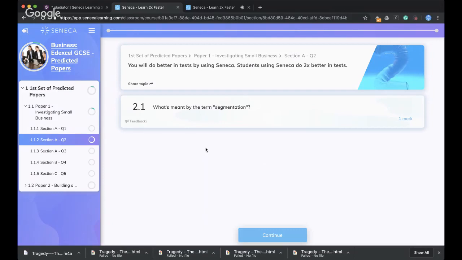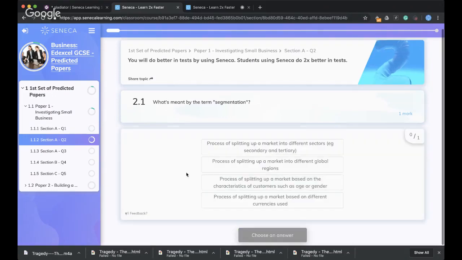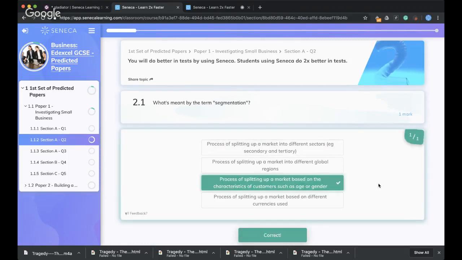What is market segmentation? Well, this actually just says segmentation, but what is it? There's a bit of multiple choice. Which one should we pick? Can you shout out on the chat? Is it the process of splitting up a market based on the different currencies? I think it is. Well done, Emily, getting in there with that answer. It is splitting it into different characteristics such as age and gender.